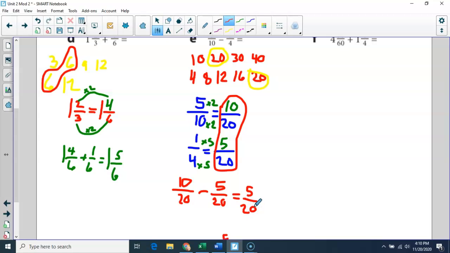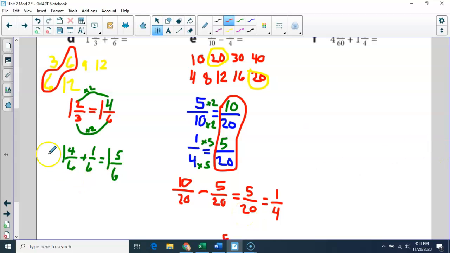Now remember when we did this at the very beginning and we said people did it with money and they got 1/4 as an answer. Well, sure enough, 5 is 1/4 of 20. If I take 20 Skittles and I split them into 5 equal groups, I'm going to have 4 in each group. So 5/20 is the same as 1/4 because 5 is 1/4 of 20.